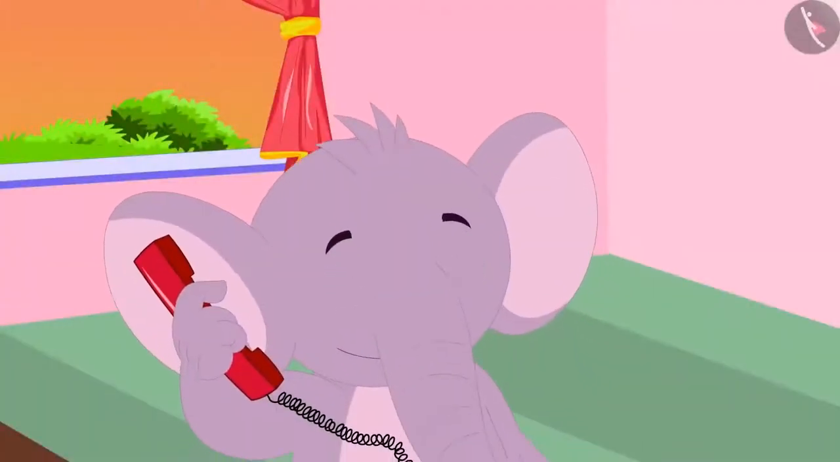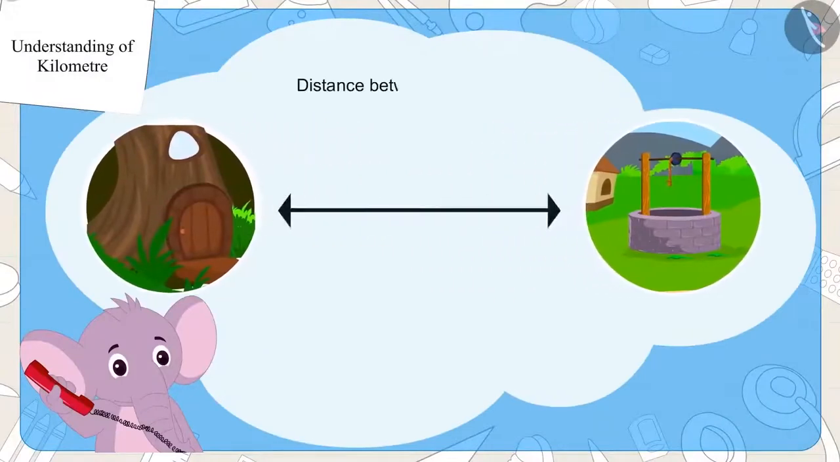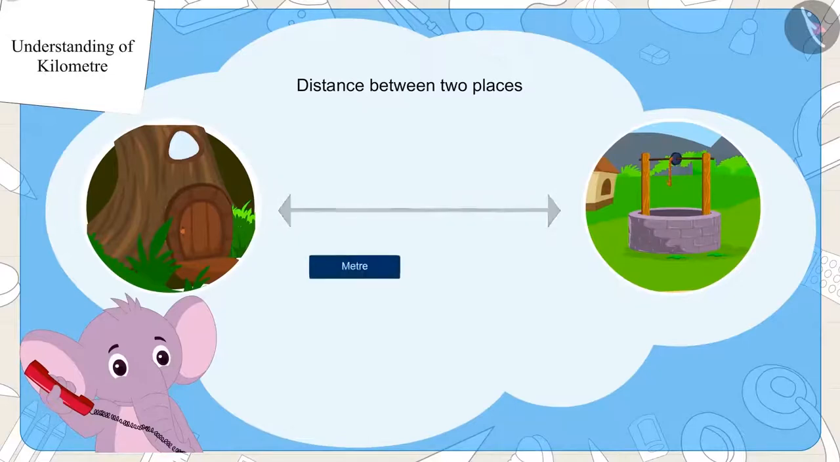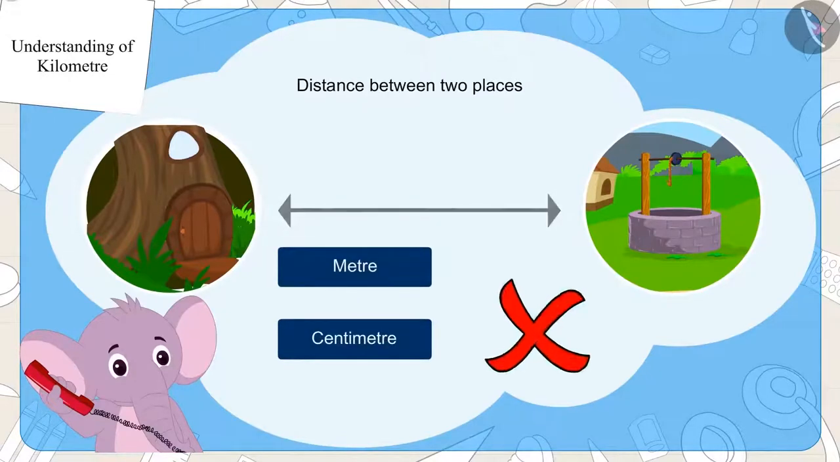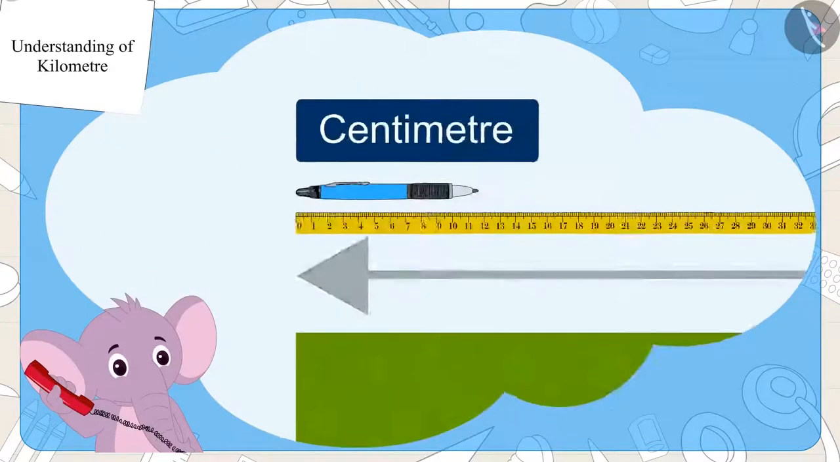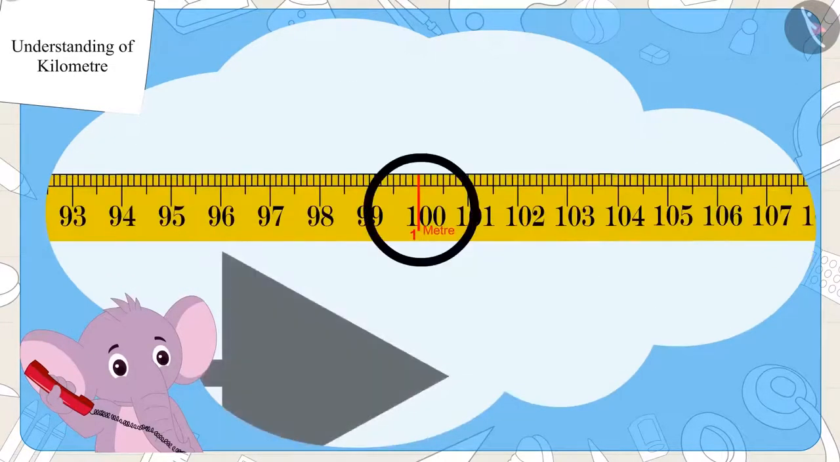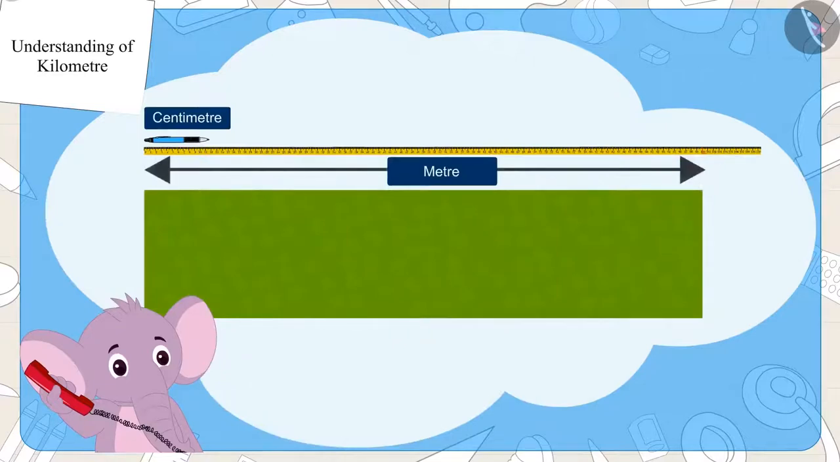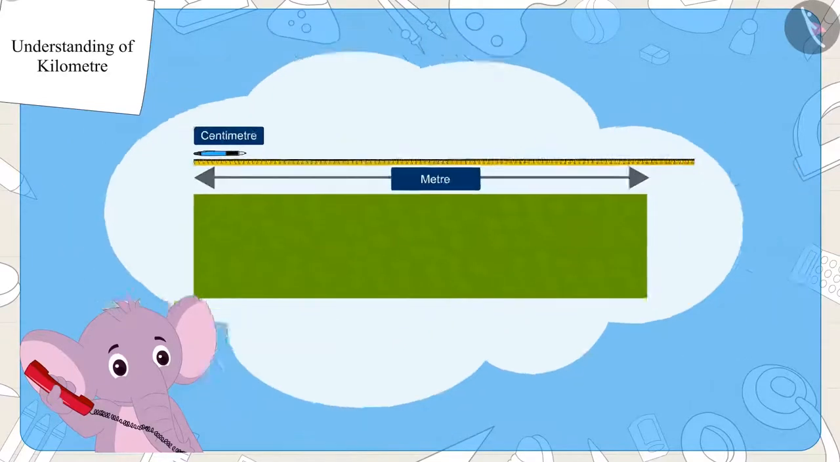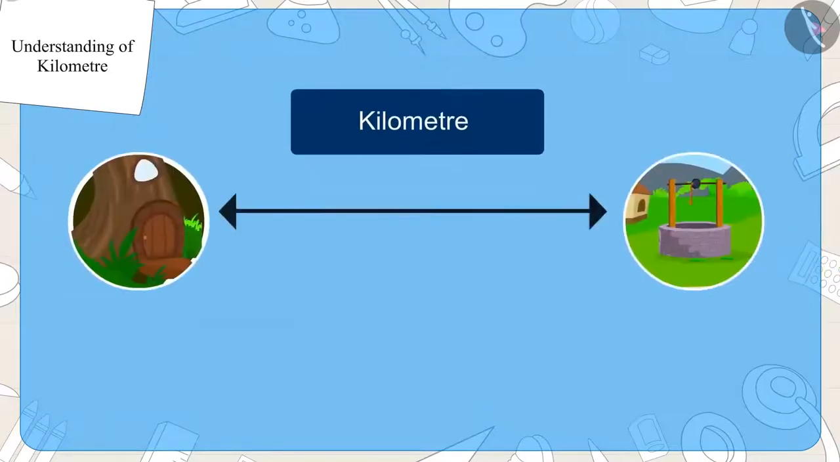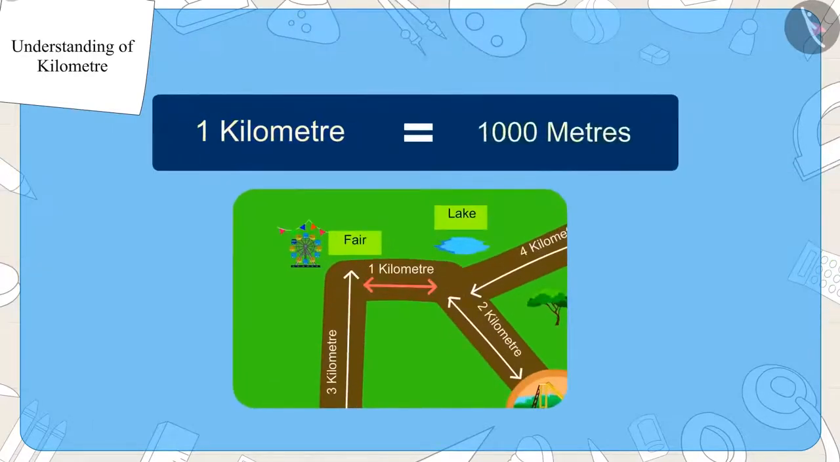Appu explained it to Chanda. Look, Chanda, since the distance between the two places is a lot, we cannot measure them in centimeters or meters. Centimeters and meters are units of measuring length. Similarly, kilometers is the unit to measure the distance between two places. 1 kilometer is equal to 1,000 meters.